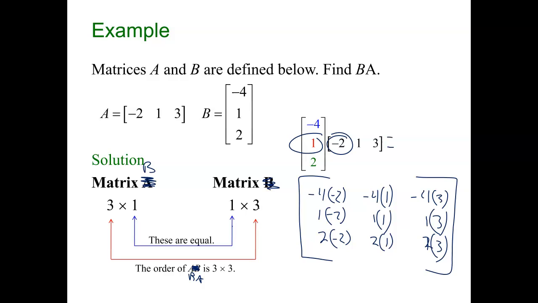So go ahead and multiply. What's the first row of my product going to be? 8. Keep going. 4. There you go. -12. Keep going. -2. 3. 3 by 3. I multiplied the same things, but in a different order, and I got a different product. It's not confusing, it's just different.